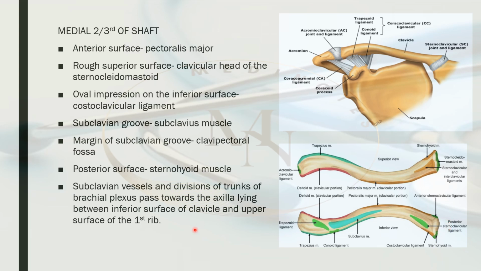And then you would be seeing that the subclavian vessels and the divisions of the trunks of the brachial plexus lie between the inferior surface of the clavicle and the upper surface of the first rib. Also we need to know that this subclavius muscle acts as a cushion for it. If you see over here, this is how it would be looking.